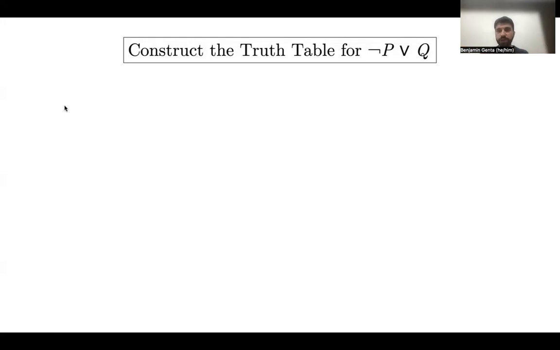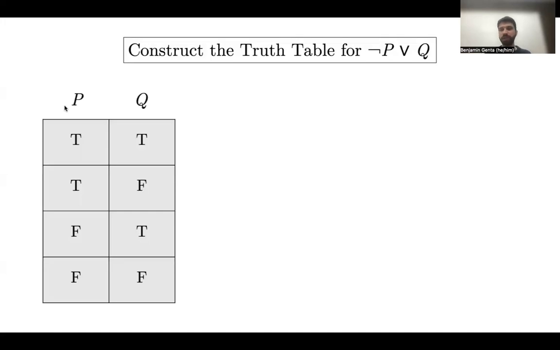We take the simplest elements we have and we list all the possibilities. Right, this is the same thing we've done before. So P can be true or it can be false, and Q can be true or it can be false. And combining these, we have these four possibilities of true, true, true, false, false, true, and false, false.